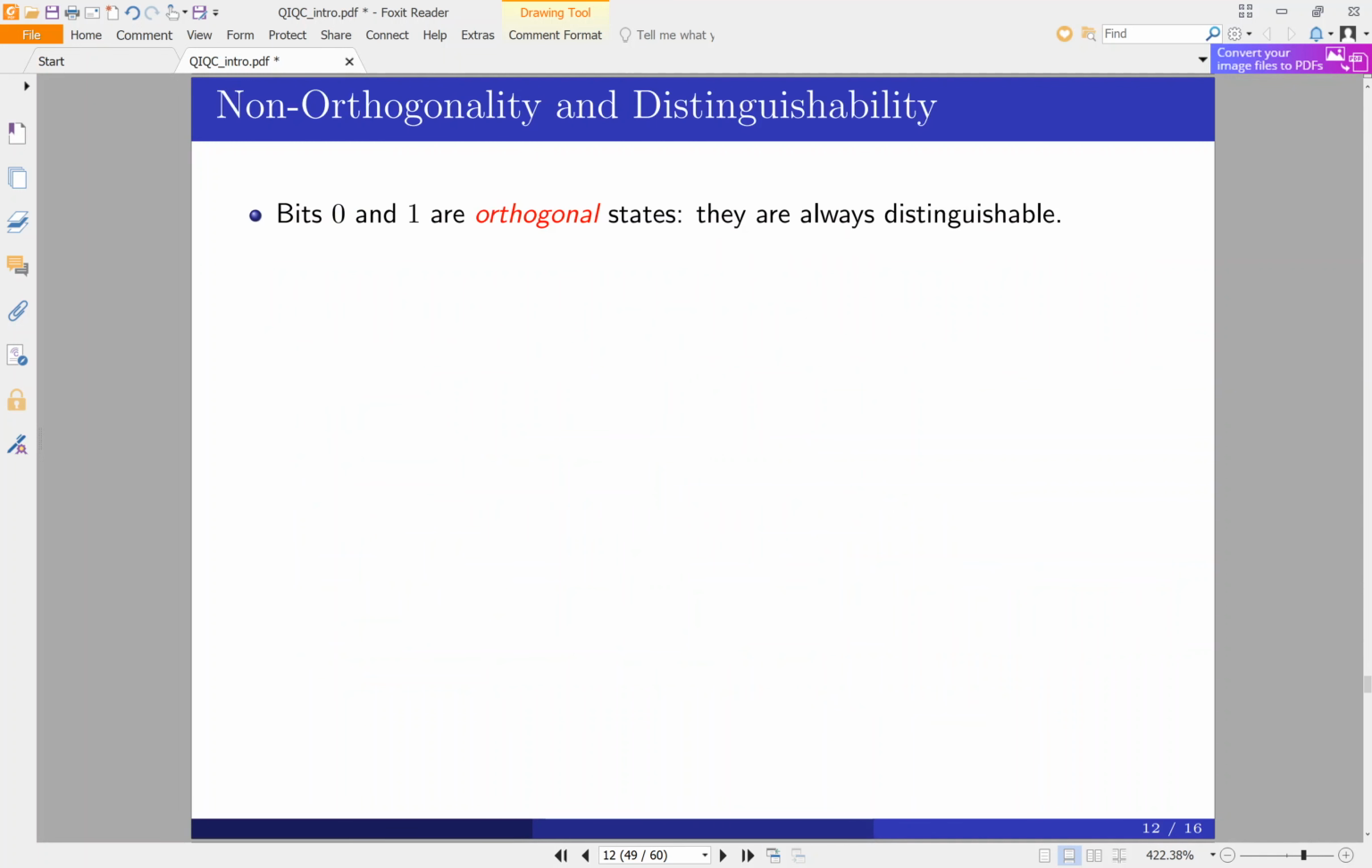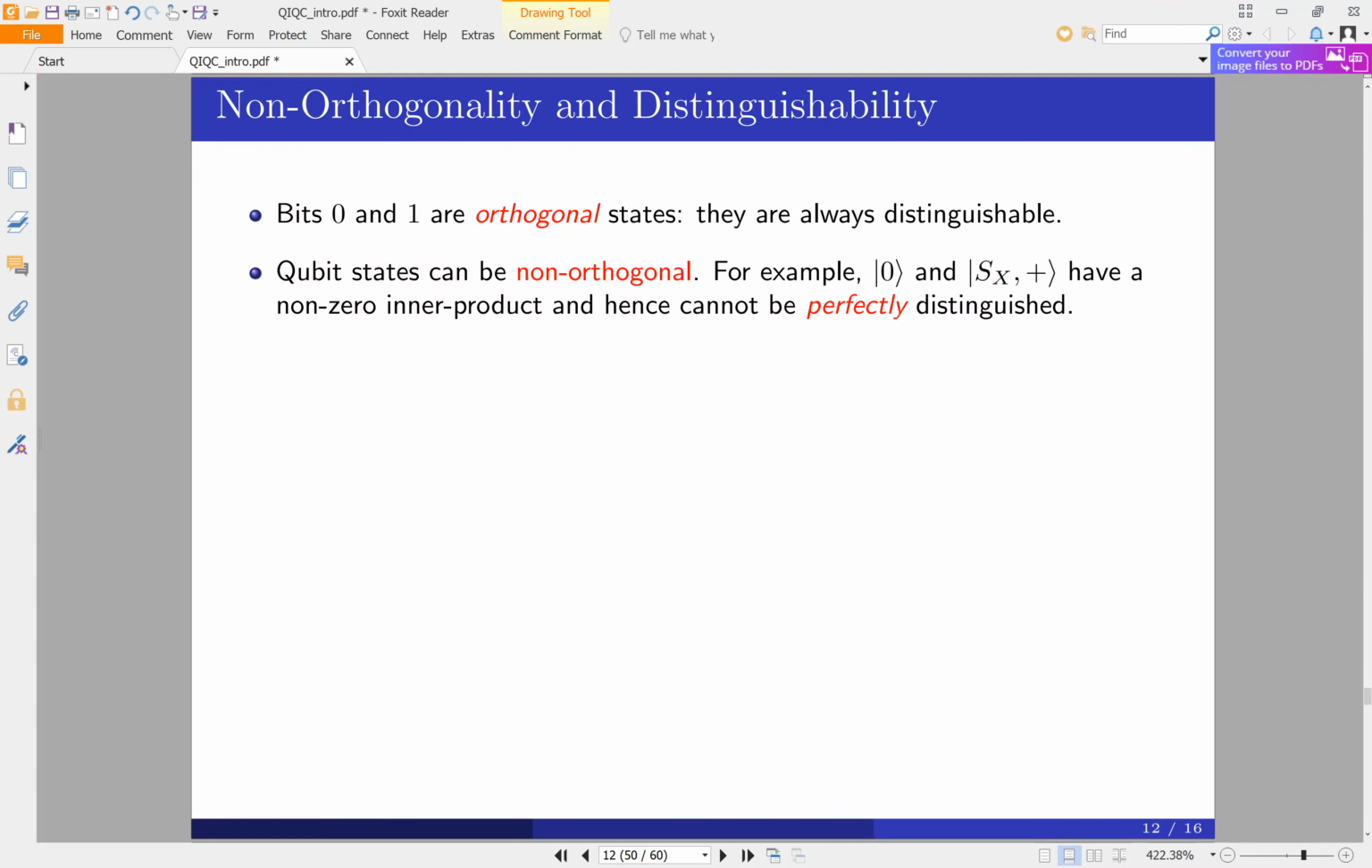So first of all, unlike the classical case, I am now dealing with non-orthogonal states. Classically, 0 and 1 are always orthogonal states. They're always distinct, distinguishable states. But quantumly, I have states that are non-orthogonal. Like I said, 0 and Sx plus are not orthogonal. You take the inner product, you know that you get a 1 over square root 2.